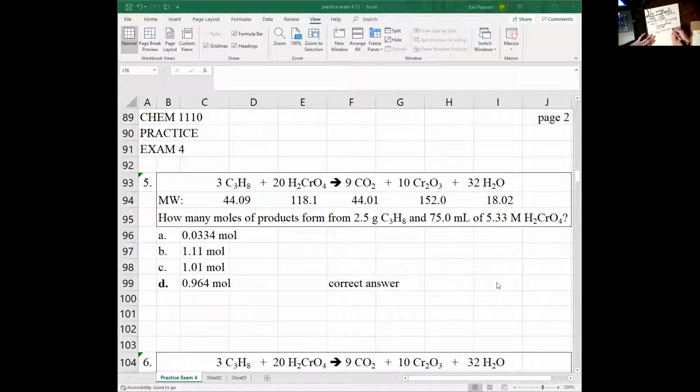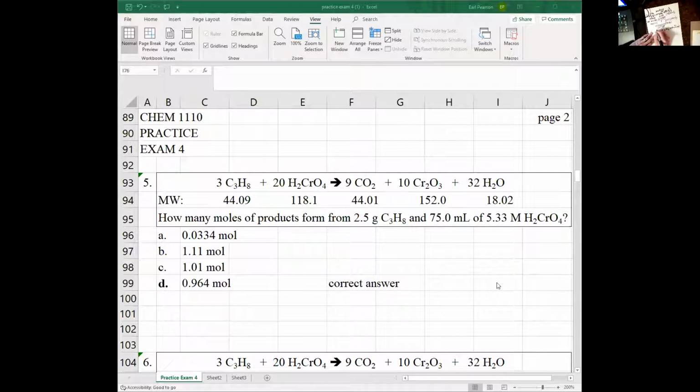So I'm just going to say it's 9 plus 10 plus 32. The moles of CO2 is 9. The moles of chromium-3 oxide is 10. And the moles of water is 32. So this is moles here of product. Now let's get our rebalancing factor.